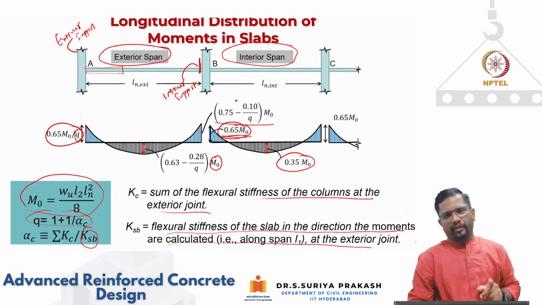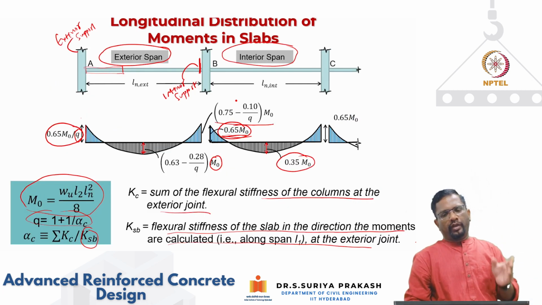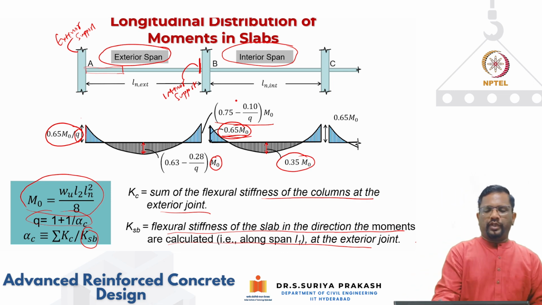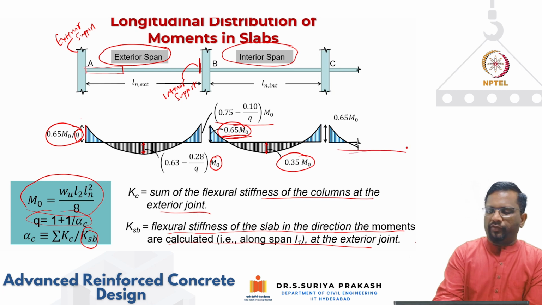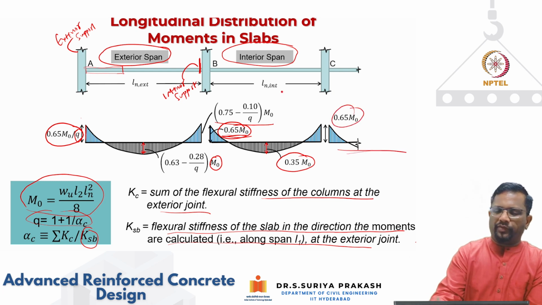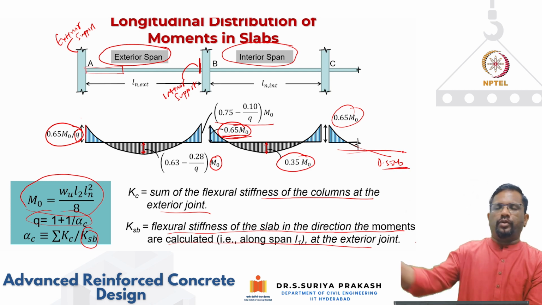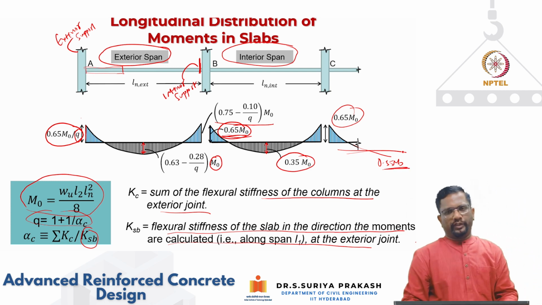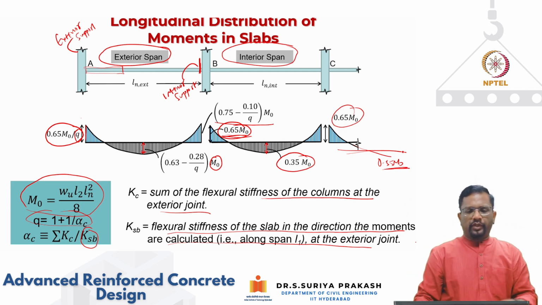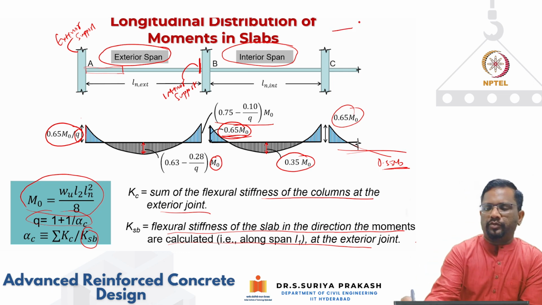For each span, we calculate the total factored static moment. Then you look at the longitudinal distribution of moments. So now for this span also, if you have four spans, everything will remain the same. Everything will be considered as interior span. So your moment coefficients will be 0.65 M naught and 0.35 M naught here. So no change. Only at the exterior one, it will change like this. So this is the second step.